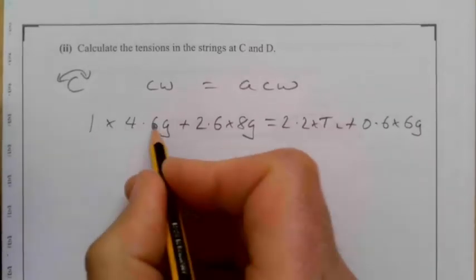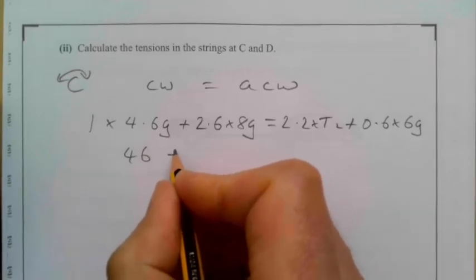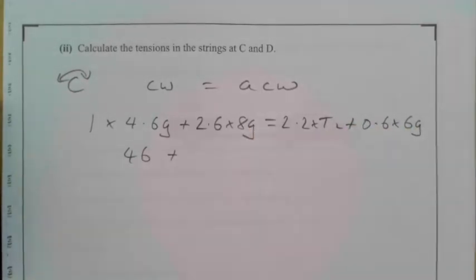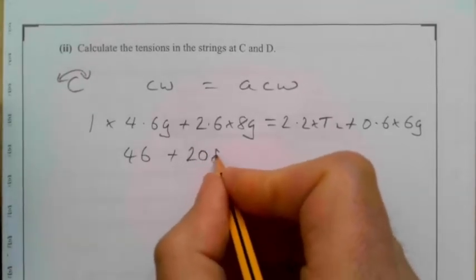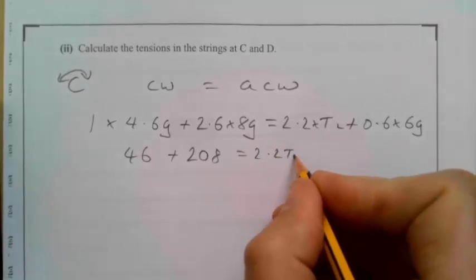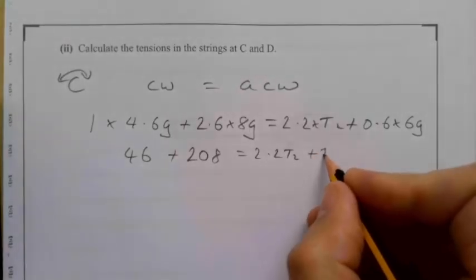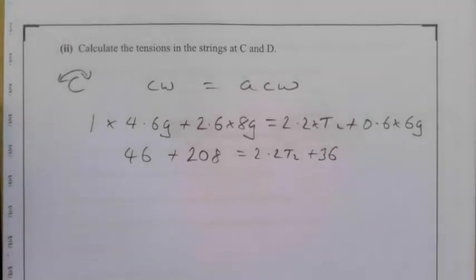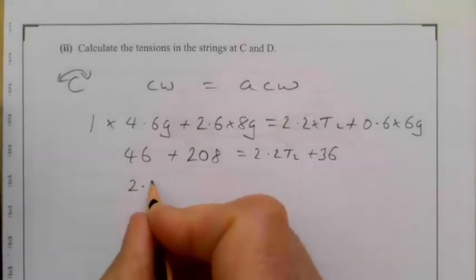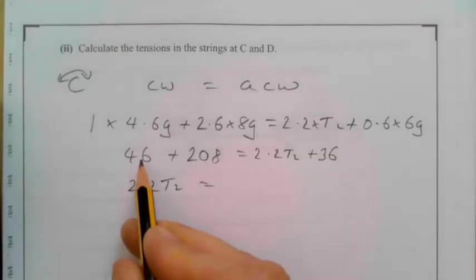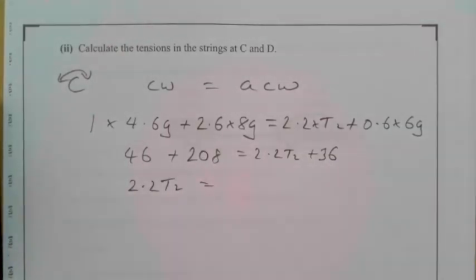Let's do some calculations. 1 times 46, 80 times 2.6. That's 208. 2.2 T2, and then 0.6 times 60 is going to be 36. So let's see then what we have here. So we have 2.2 T2, and then I'm going to do 46 plus 208, take away 36. That's 218.